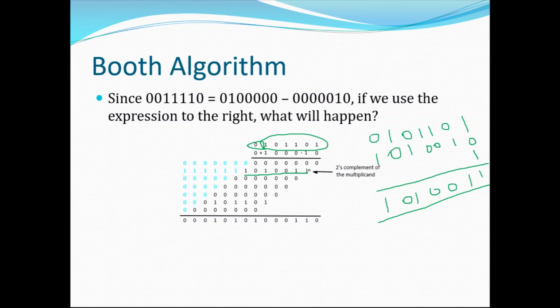Like that, continue. Next is 0, so it is filled with zeros. Next is 0, filled with zeros. Next is 0, again filled with zeros. Next is 1. This is not a negative one, this is a positive one, so just copy the multiplicand, which is 0 1 0 1 1 0 1. Next is 0, again fill up with zeros.